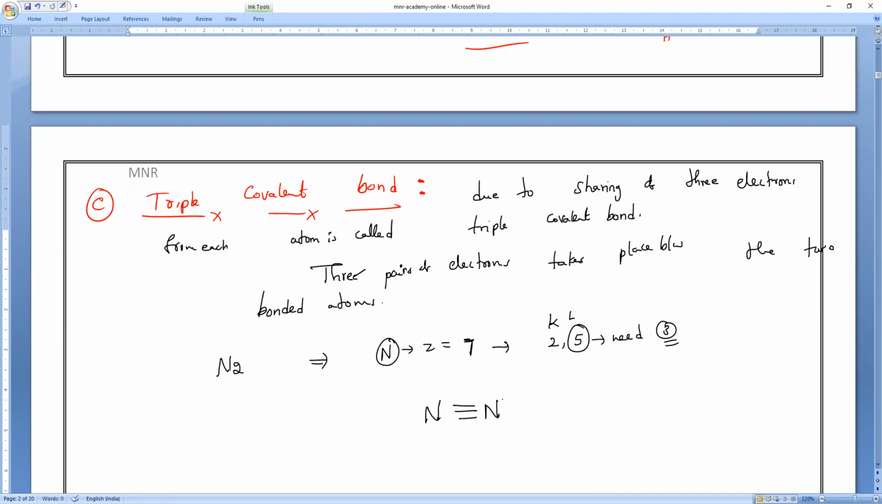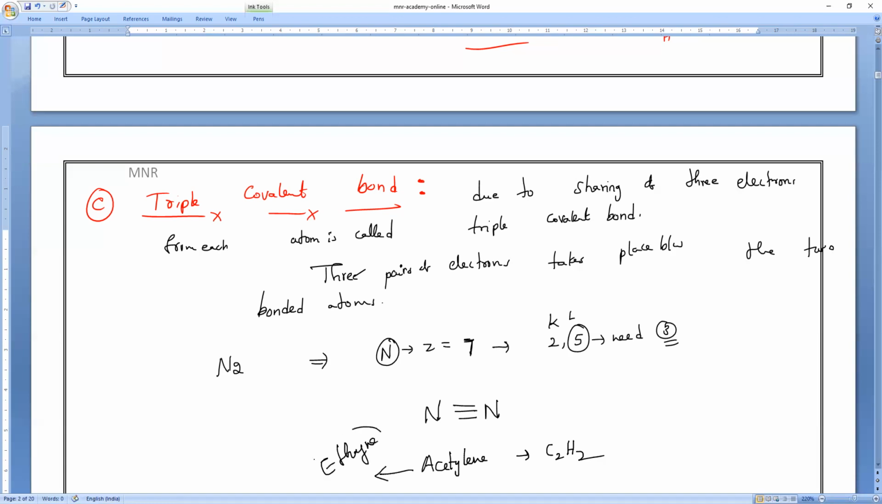Now, for example, there is a compound in chemistry. Next chapter you will get it. Acetylene, we used to call it C2H2. So also we can call it ethine.